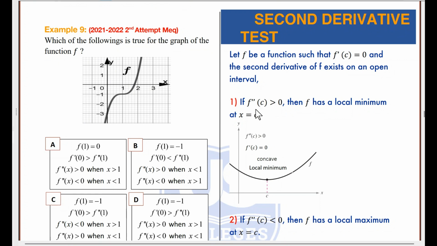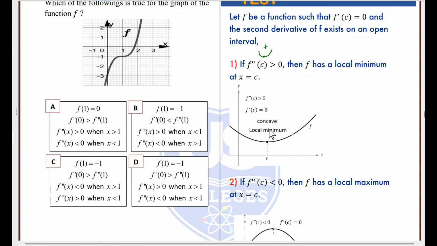we can say if the second derivative sign is positive at the value that makes the first derivative 0, we have a local minimum, because if the second derivative is positive, then we have a concave figure. If the graph is concave, then the second derivative is positive and we have a local minimum point.